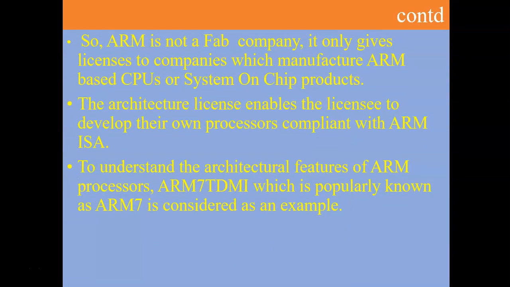So ARM is not a fab company. It should be clear, all the students, that ARM is not a fab company. It only gives licenses to companies which manufacture ARM based CPUs or system on chip products, SoC. With the architecture license, once a company takes the license for architecture, it enables the licensee to develop their own processors compliant with the ARM ISA, instruction set architecture. That is the most important thing, which makes ARM suitable for low power embedded systems with high performance.